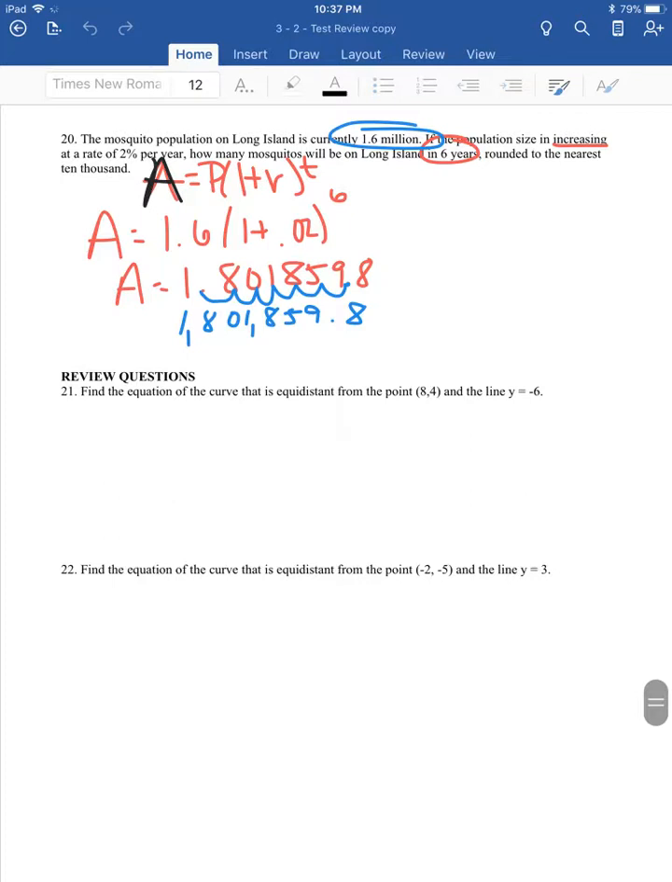1,801,859.8. But we are rounding to the nearest 10,000. So you have to remember your place value. 10,000 is right here. So when I move this over, this is going to be 1,800,000.